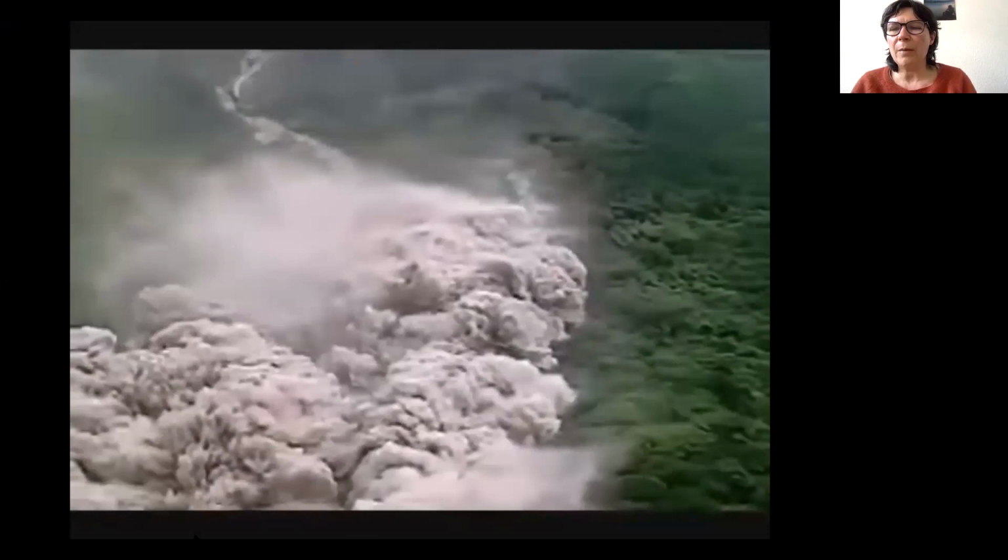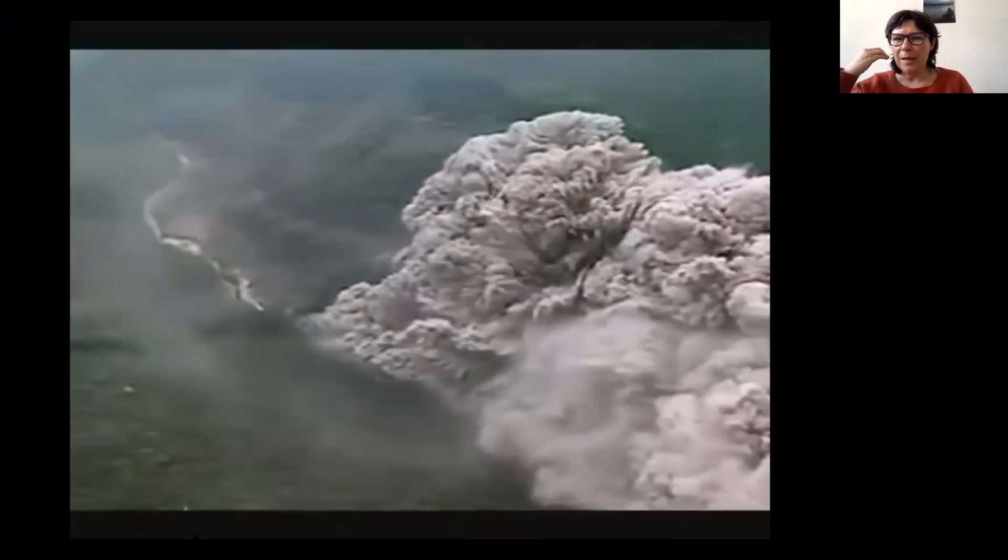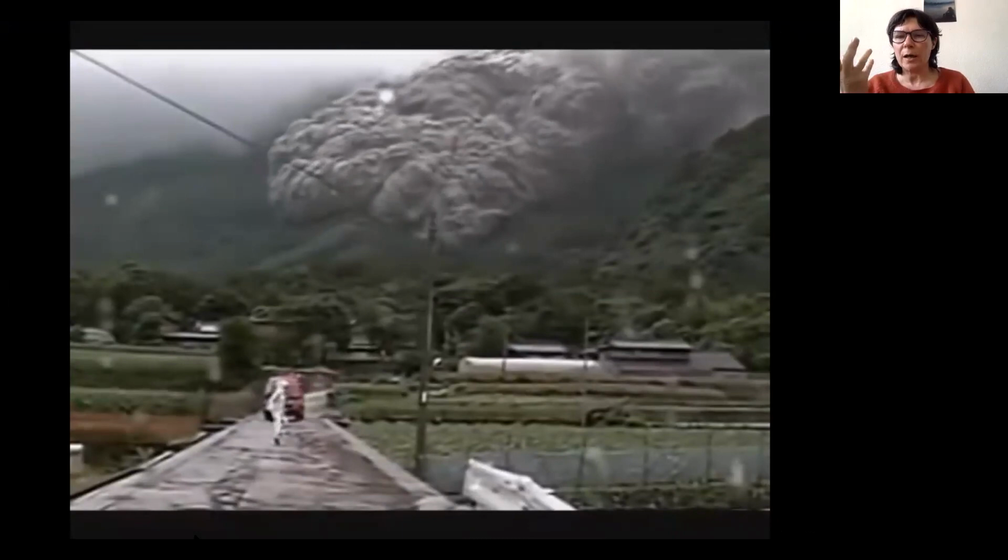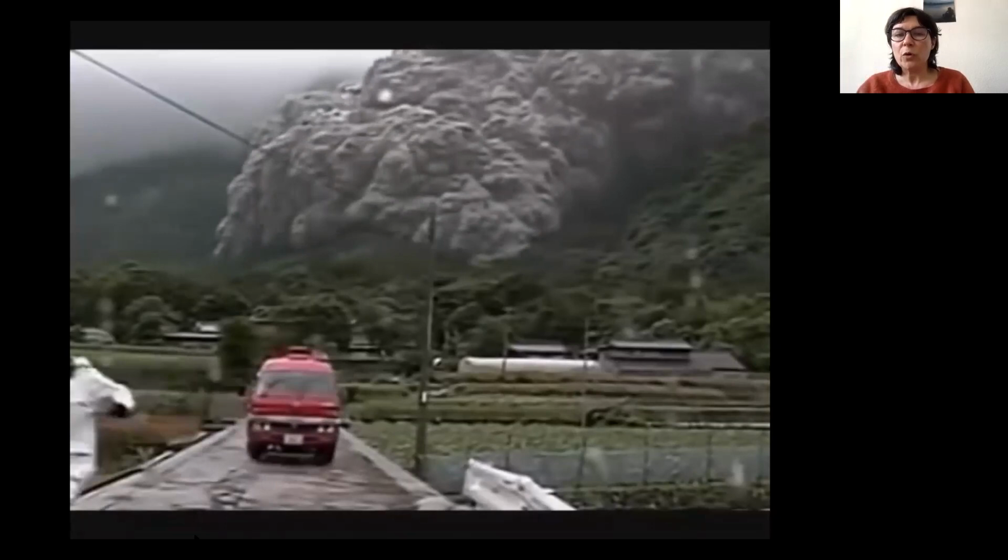They are very viscous initially, these lavas, super viscous. But as they flow, the viscosity drops dramatically because they fluidize. They become so fast. They run very, very fast. And therefore, it's very, very difficult to run away.